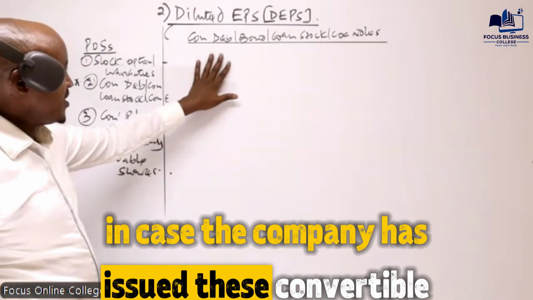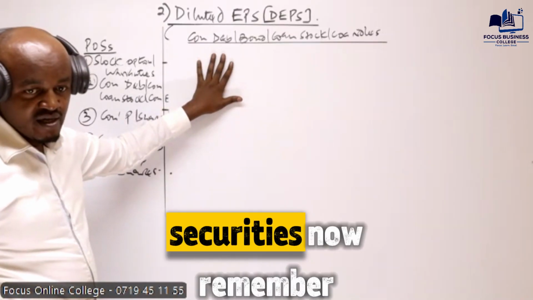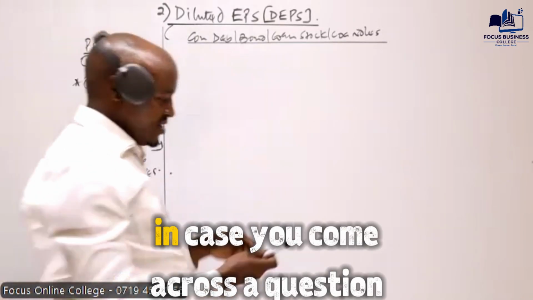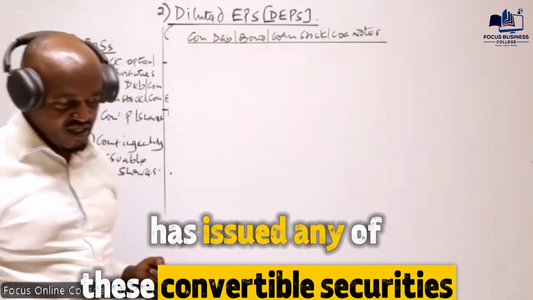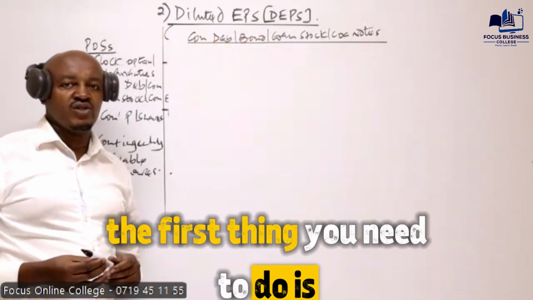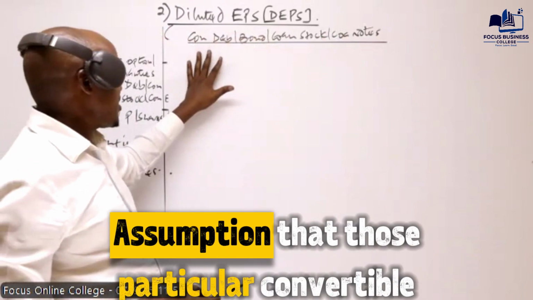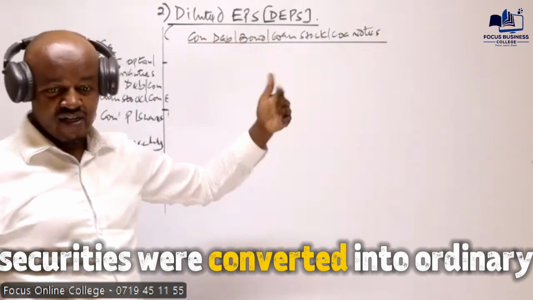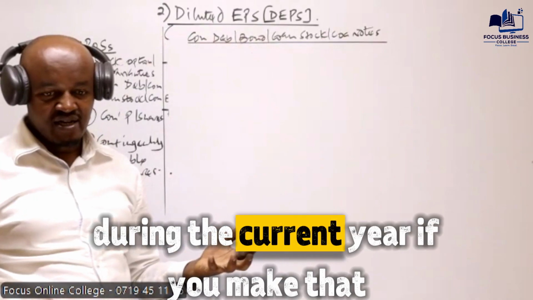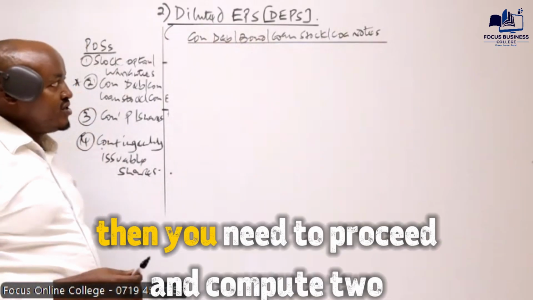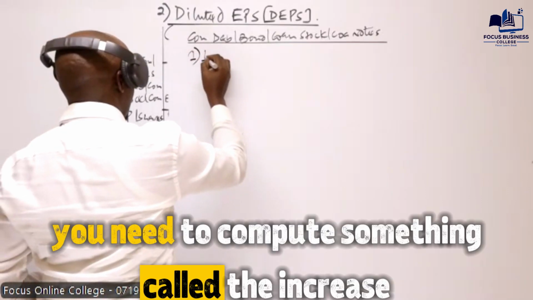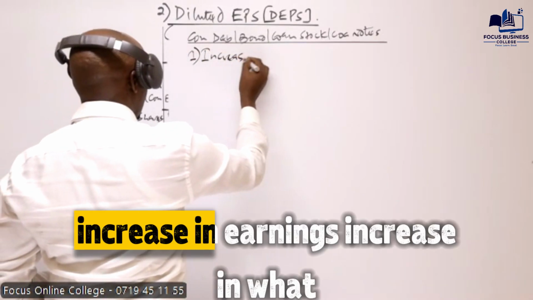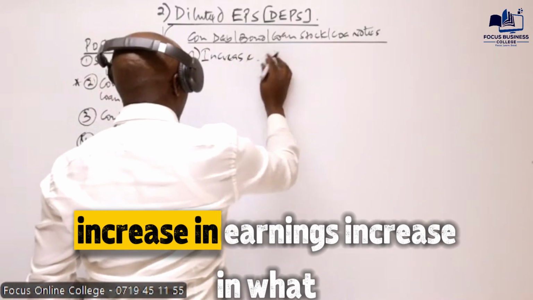Now, how do we compute the diluted earnings per share in case the company has issued these convertible securities? Remember, in case you come across a question and you're told the company has issued any of these convertible securities, the first thing you need to do is to make an assumption that those particular convertible securities were converted into ordinary shares during the current year. If you make that assumption, then you proceed and compute two things. One, you need to compute the increase in earnings, increase in what?